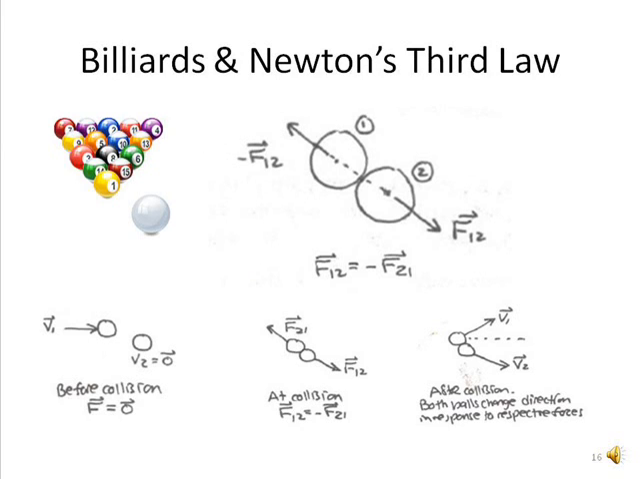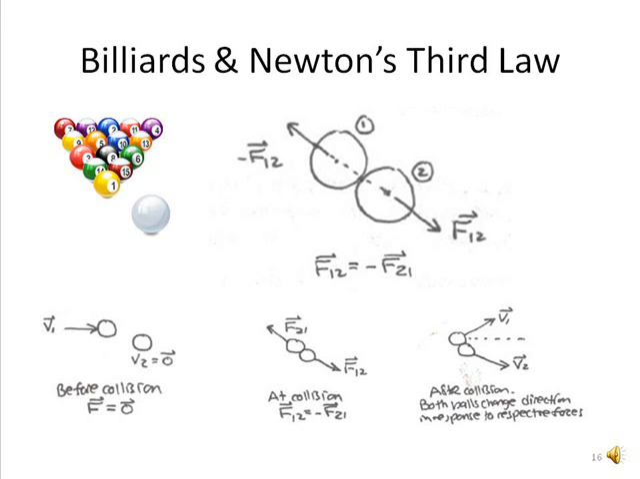Billiards is a very popular game for demonstrating physics principles, and we see here an illustration of Newton's third law at work. We've already discussed that one ball will exert a force on the second that's equal and opposite to the force the second exerts on the first, or F12 equals minus F21, and that it acts through the point of contact and normal to the surface, which is a line that passes through the centers of both balls.